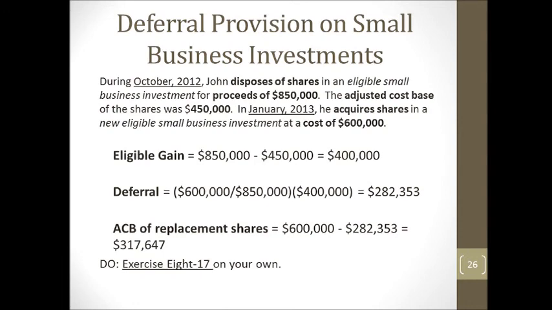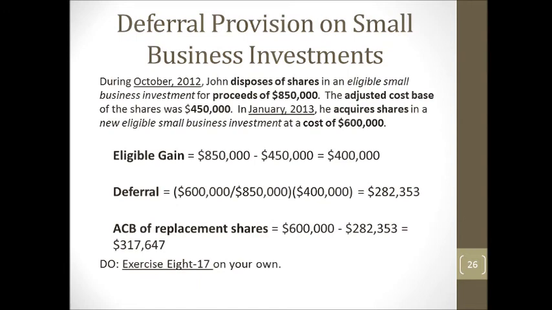The numerator of that fraction is the lesser of the adjusted cost base of the new replacement shares, which is $600,000, or the proceeds of disposition of the old shares, which was $850,000. Therefore, the lesser of those two amounts is $600,000, which is our numerator, divided by our denominator, which is the proceeds of disposition of the old shares, which is $850,000. Now remember, this fraction cannot exceed 1, and in this example, it does not exceed 1.